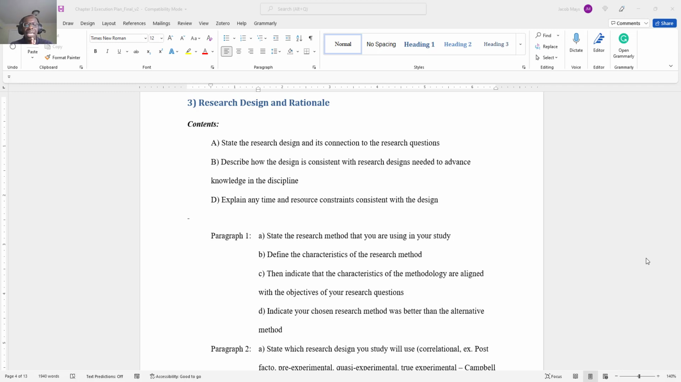So you're going to state, in the first sentence, the research method that you are using for this study. So if you're using the qualitative method, you state you're using the qualitative method. If you're using the quantitative method, you state you're using the quantitative method. That's the first thing. The second set of sentences are going to focus on defining the characteristics of your research method.